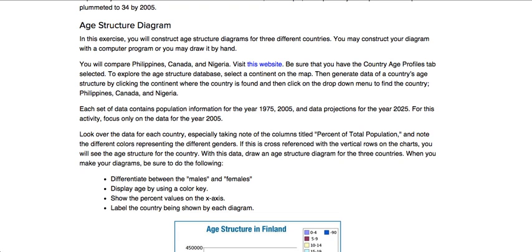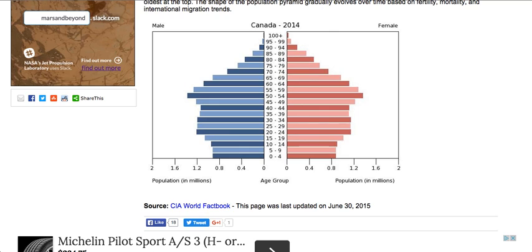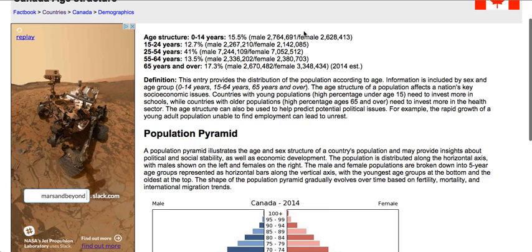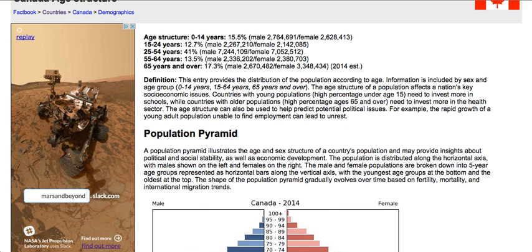Okay, what you're going to do for this is, I don't want you to make the actual age structure graph for the population. What I would like you to do for the first part of this project is go to the website that I'm going to give you, and there's going to be three different population age structure maps.